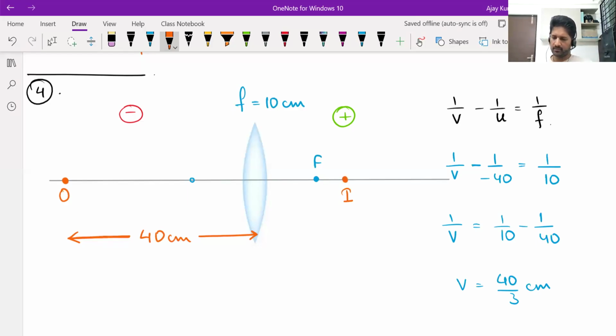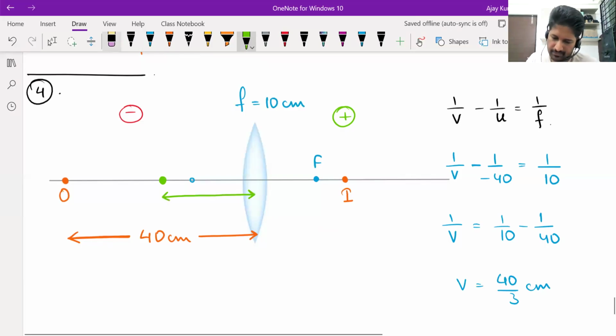Okay. Let's try another case. Assume object is somewhere here. Focal length is 10. So let's take object distance as 15. Okay, solve quickly and tell me the image distance. Object distance is 15 centimeters. Substitute carefully.